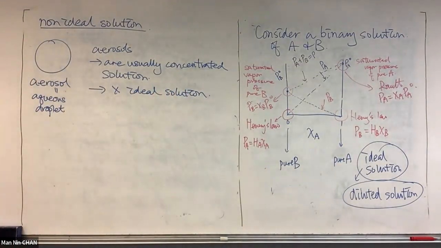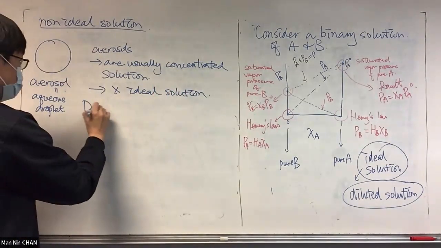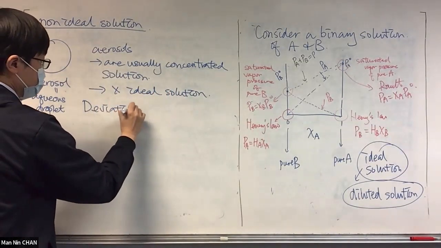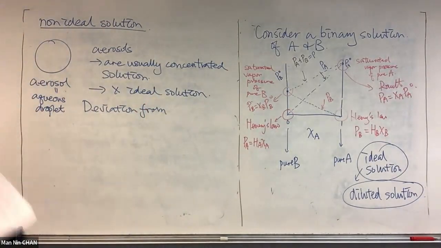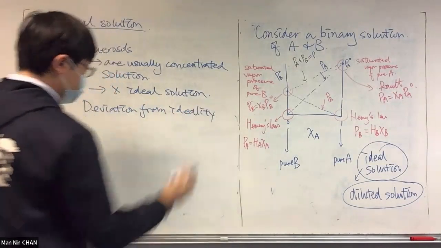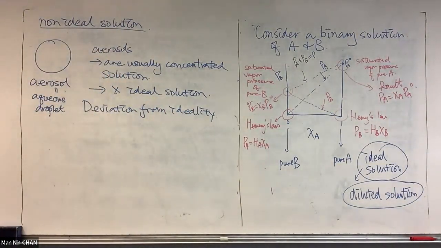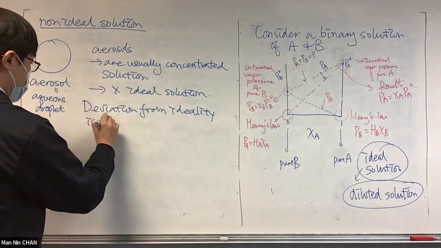So to correct this, we will introduce a term. If you want to look at the deviation from ideality, it can be described by a term called the activity coefficient.